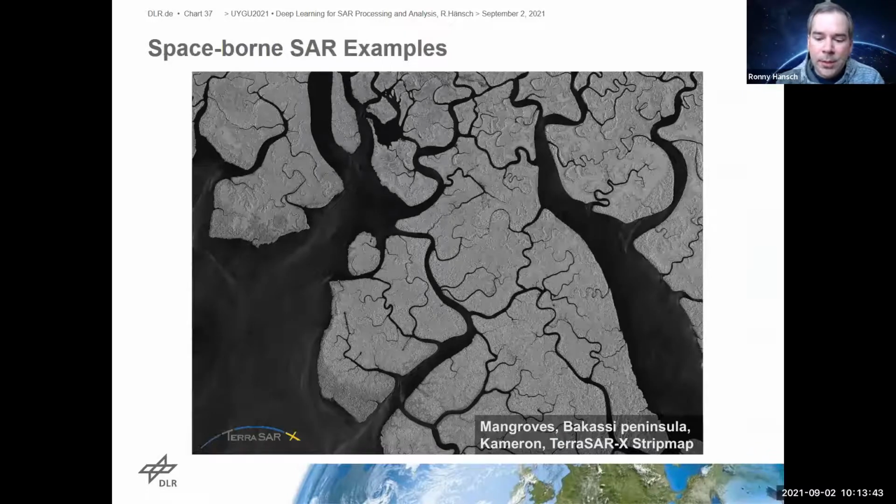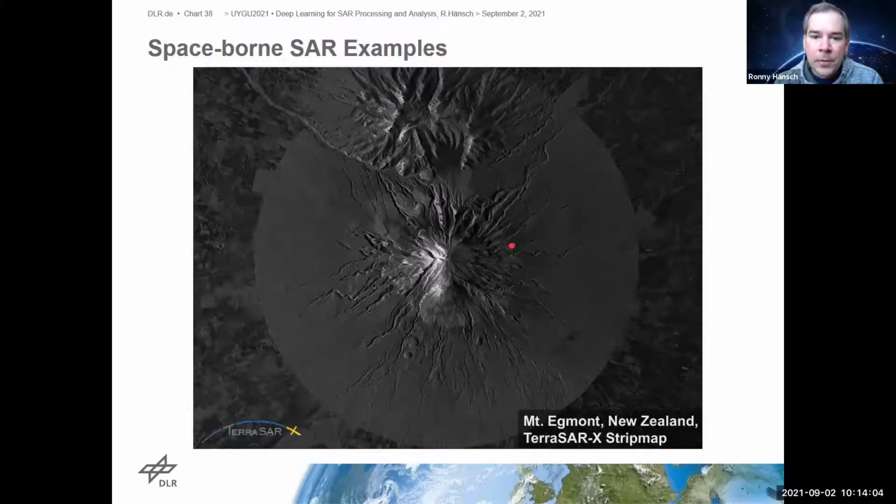So to show you some examples of how a modern SAR image looks like. This is an image from a German SAR sensor, TerraSAR-X. It's already quite old, but made a lot of good data acquisitions. So you see a very nice delta of a river, right? This part here is mangrove forests. This is an image of a volcano.